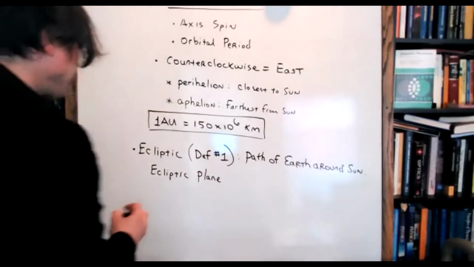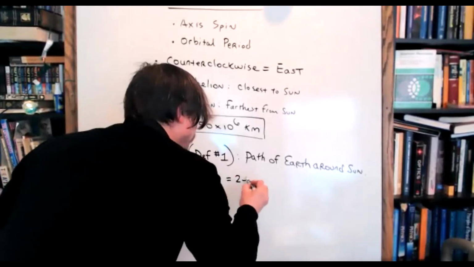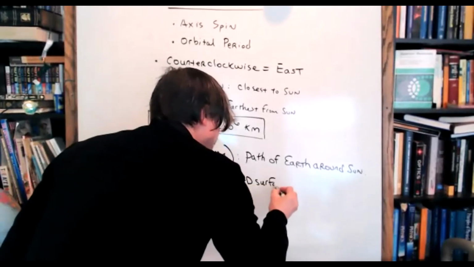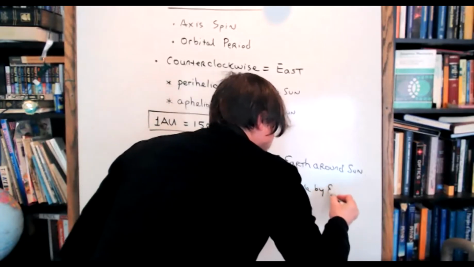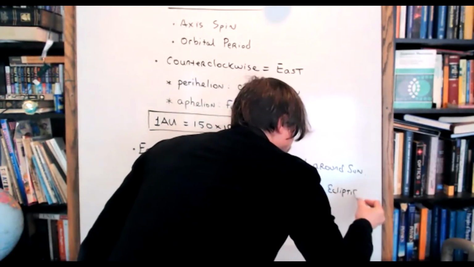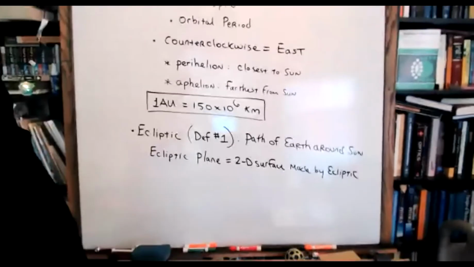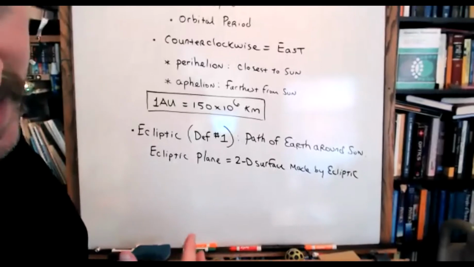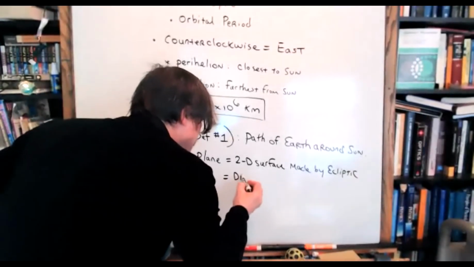Okay. The ecliptic plane is a two-dimensional surface made by the ecliptic. And if you think about it, the ecliptic plane is sort of like the disk of the solar system.